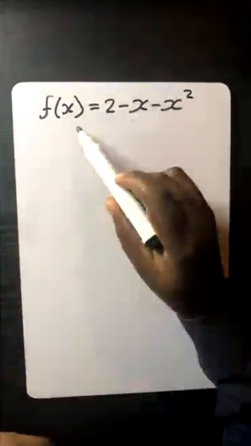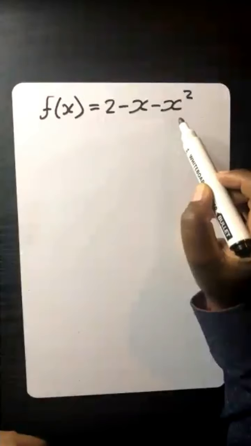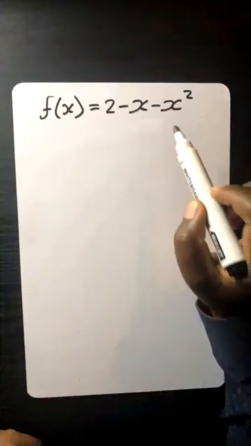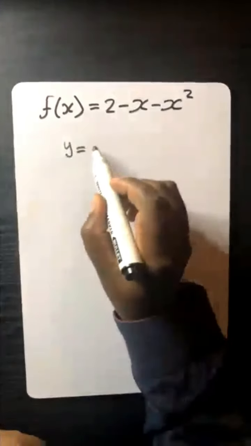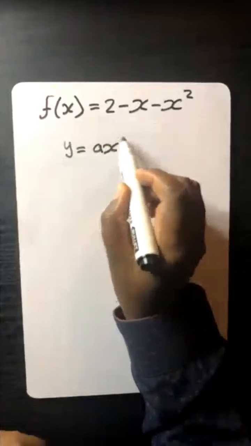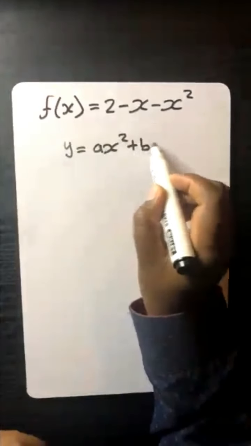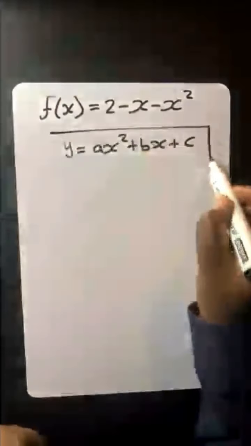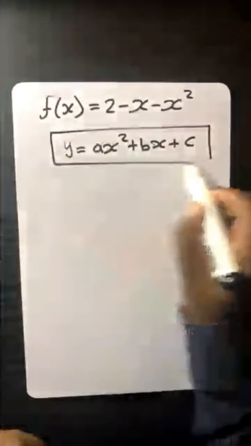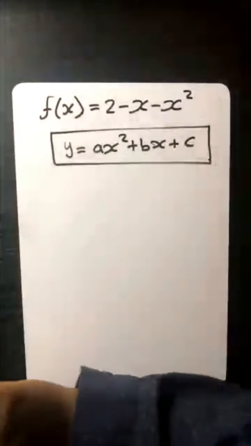100%. So this is a quadratic function, but it's not in the standard form. This is the standard form, guys: y equals ax squared plus bx plus c. This is the standard form for a quadratic function or for a parabola.